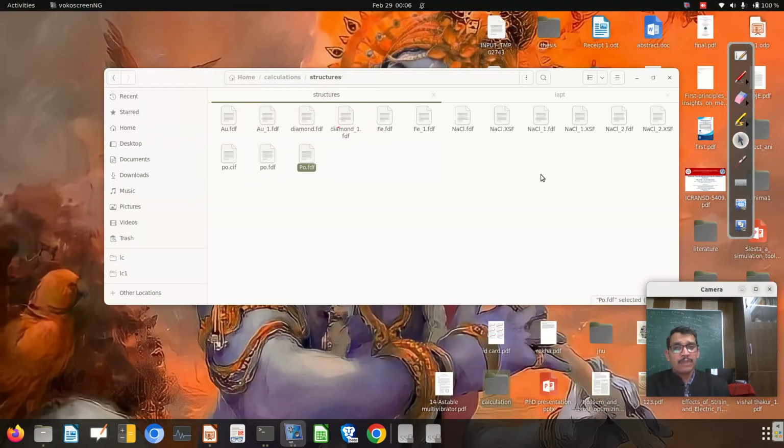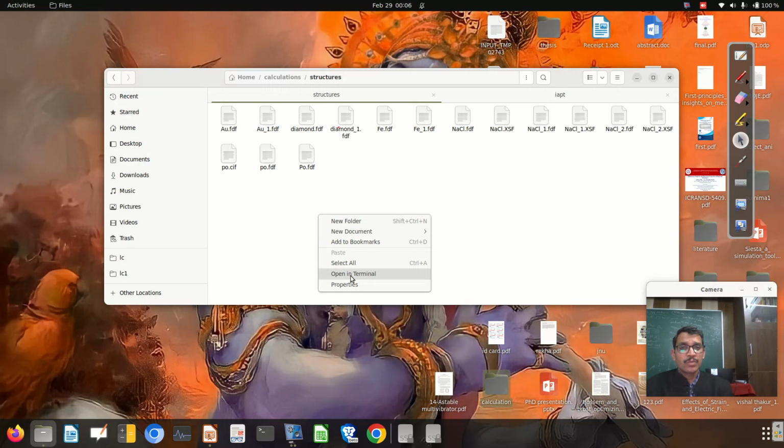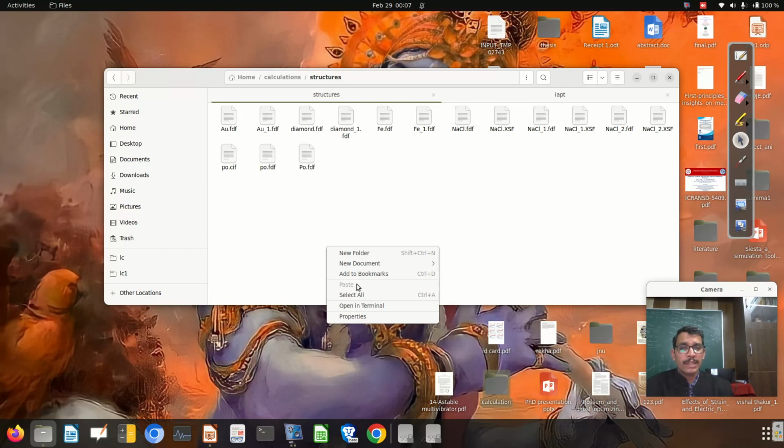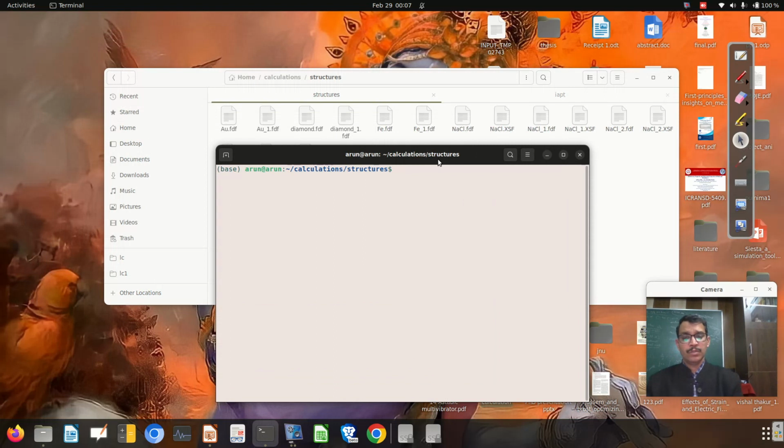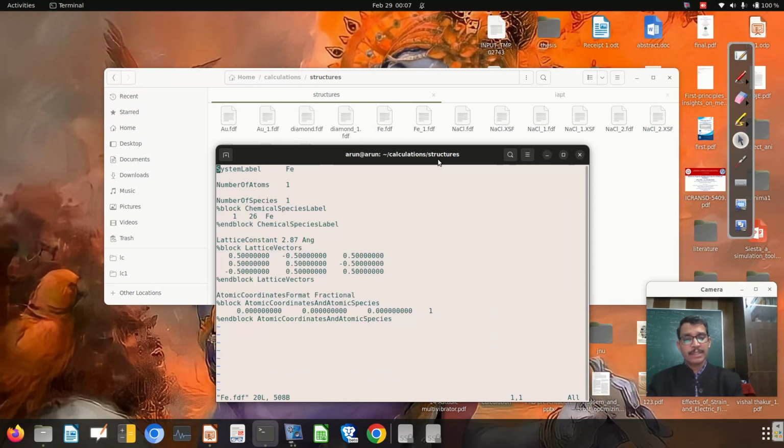Similarly, after polonium, let me go to the iron. So if I try to understand the structure of iron, first of all, what should I do? For iron, I open a terminal here, and fe.fdf. So let me understand it.